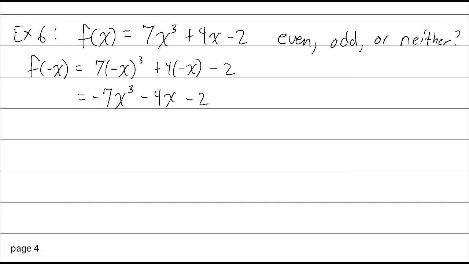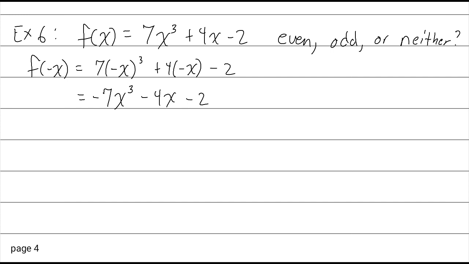Okay, so now I compare it to the original. It looks kind of odd, right? Because positive 7x cubed is now negative 7x cubed. Positive 4x is now negative 4x. Negative 2 stayed negative 2. This one was almost odd. Had this turned into a positive 2 for some reason, then it would be odd, right? Because everything would have changed.